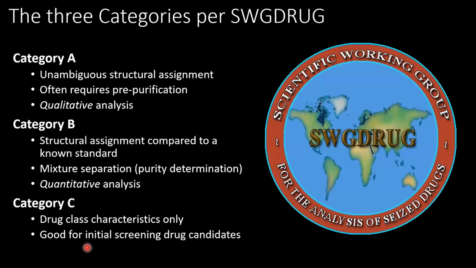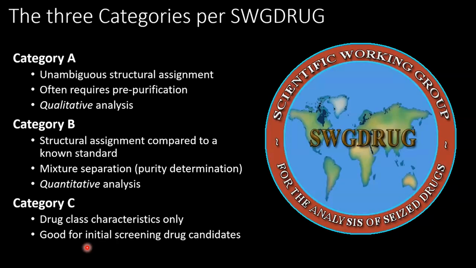SWGDRUG proposes three categories for the different types of analytical instrumentation used in forensic laboratories. At the top is Category A, and these methods provide unambiguous structural assignment of the unknown chemical sample. The downside of Category A is that these techniques often require pre-purification of the samples, so they don't have any inbuilt purification methods. So you can think of this as unambiguous qualitative analysis. It will provide you with data that only corresponds to the illicit drug and nothing else.